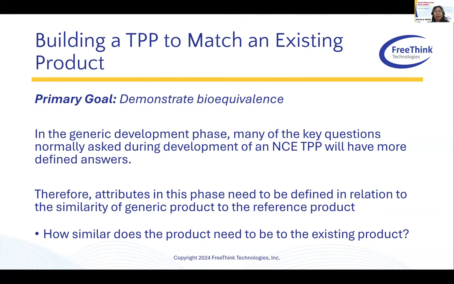And the major question here will then be, what degree of bioequivalence is needed? And this degree will relate to the clinical program that the development team would like to run and the biopharmaceutical or BCS class of the drug. So keep these considerations in mind as we go through a partial example of a TPP for a generic product.